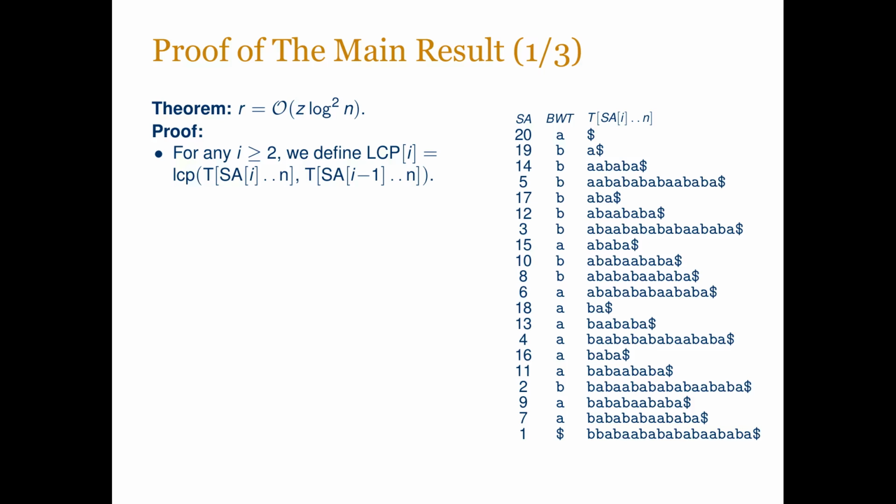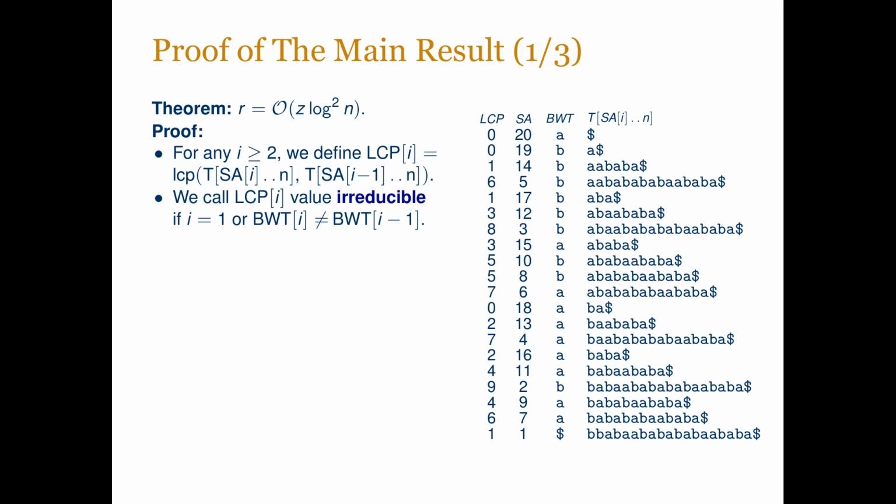We are now ready to present the proof of the main result of our paper, namely that r is at most O of z times log squared of n. For any index i between 2 and n, we define the LCP of i to be the length of the longest common prefix between suffixes starting at position SA of i and SA of i minus 1. For completeness, we define LCP of 1 to be 0. In the example, the LCP of 8 is equal to 3, since the corresponding two adjacent suffixes in the suffix array share a common prefix of length 3.